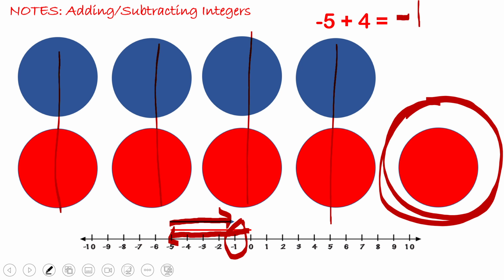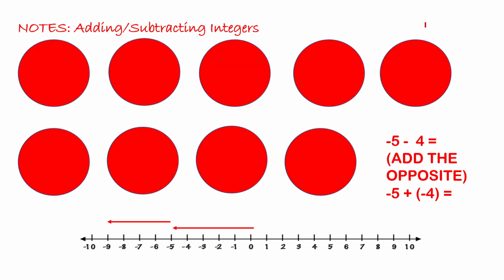-5 plus 4 equals -1. 5 carries more absolute value than 4. 5 is negative, so our answer is still negative. We haven't canceled out all that negative with the positive we went back toward the 0 with.